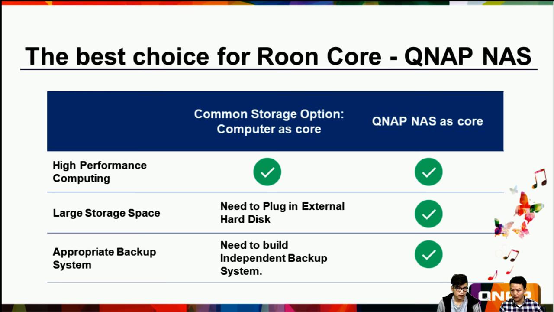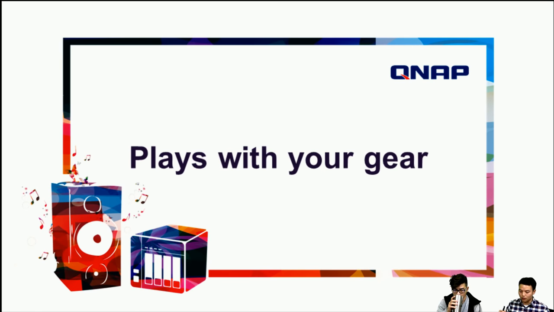And the last one is the backup system. As we just showed you, there are snapshots, Hybrid Backup Sync and RAID to protect data on a QNAP NAS. But when it comes to a computer, you need to find your own way, either external devices to plug in and schedule backups. So once again, why do we choose NAS? Because we have integrated all three functions together into NAS. Exactly. One machine, and you can deal with any other concerns. So this is what we consider a core needs to perform, and that is why we recommend you use a QNAP NAS as your core.